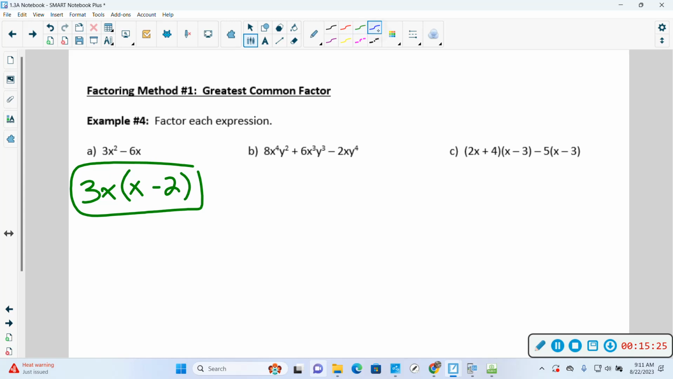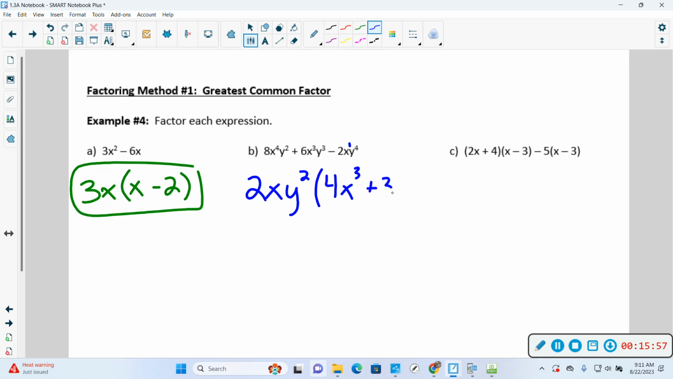Winning. Okay, middle one. 8, 6, 2. Well, I'm going to do the numbers first. 8, 6, 2, they at least need to have a 2 in them. 4 x's, 3 x's, 1 x. Only a single x in common. Y squared, y cubed, y to the 4th. Well, they each at least have a minimum of 2 y's. So that's going to act as your distributor. 2 times 4 is 8. I took one of the x's out, so I'm going to need 3 more to get to the 4th. I took the y squared already, so I don't need anything else.